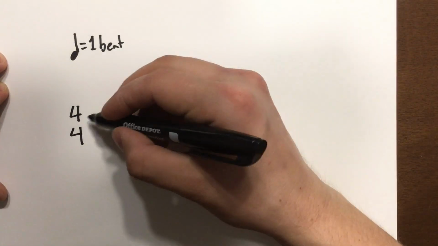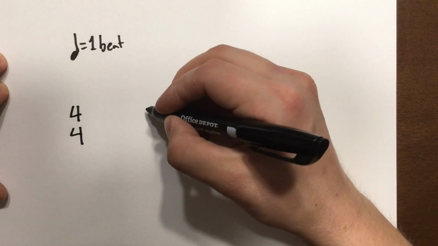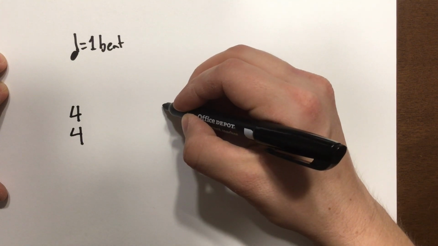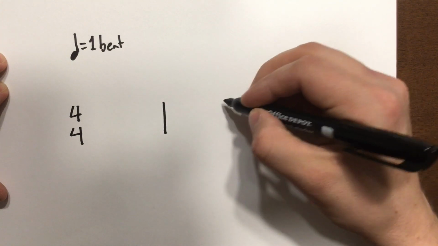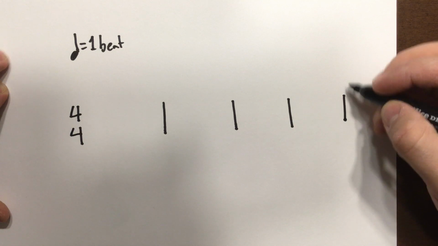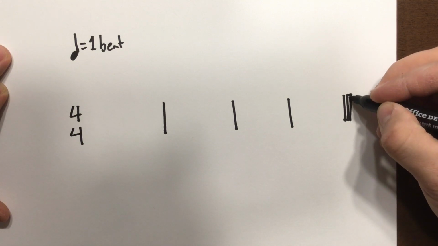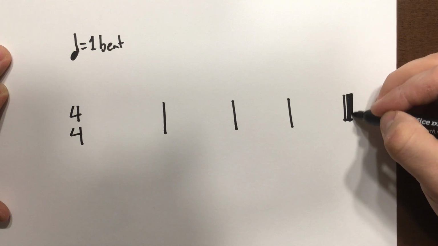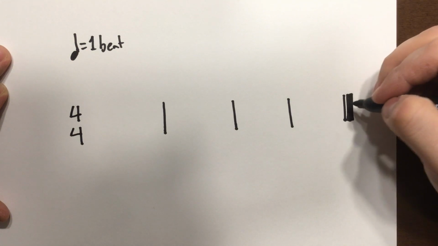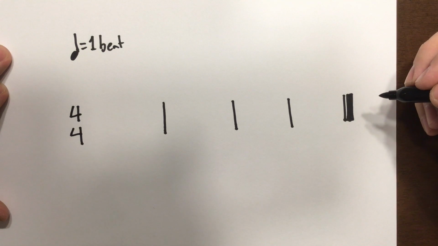So we have our time signature to start off, and then I'm going to draw our bar lines. I'm going to just do 4. Now, on this last one, I'm going to make it a final bar line. Again, the final bar line is 2 lines with the second one being thicker. And that's the end of our piece, or end of our exercise.